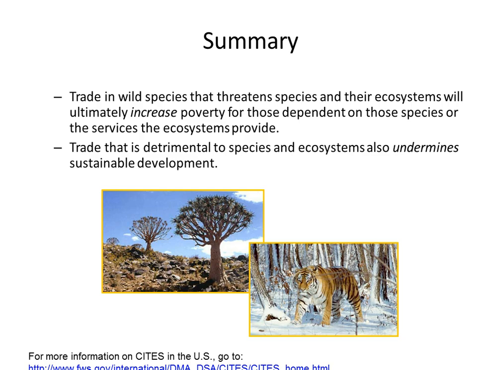In summary, trade in wild species that threatens species and their ecosystems will ultimately increase poverty for those dependent on those species or the services the ecosystems provide. Trade that is detrimental to species and ecosystems also undermines sustainable development.